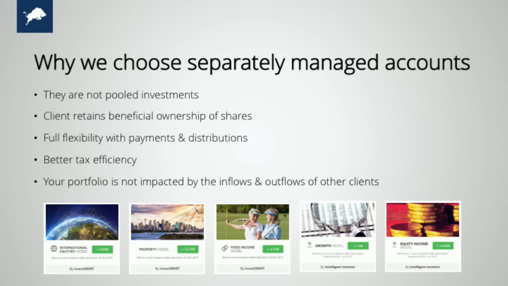So we have, say, well over 300 clients currently in our separately managed accounts. That means we've got over 300 different individual silos for those people. So if client A wants to leave, they can sell their shares or they can transfer them out to a broker and leave. They do not impact you sitting there next door to them, okay? And also they're a lot better for tax efficiency as well.